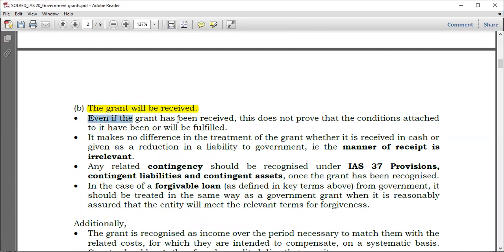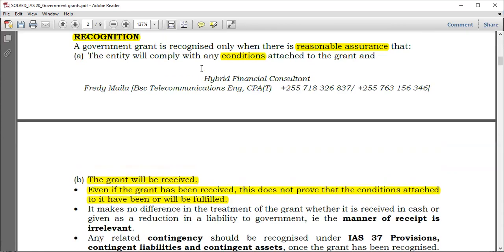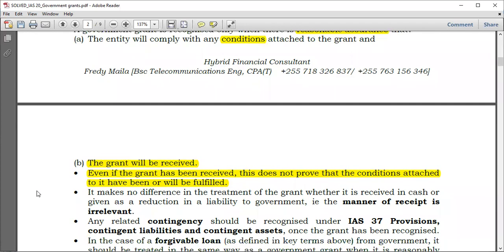But we say, even if the grant has been received, this does not prove that the conditions attached to it will be fulfilled. That's why I do not say, oh, the government has already paid me, I already have this grant. So do not ignore part A just because you already have the grant in your pocket. You have to consider whether you'll be able to actually meet the condition. Are we together on that?